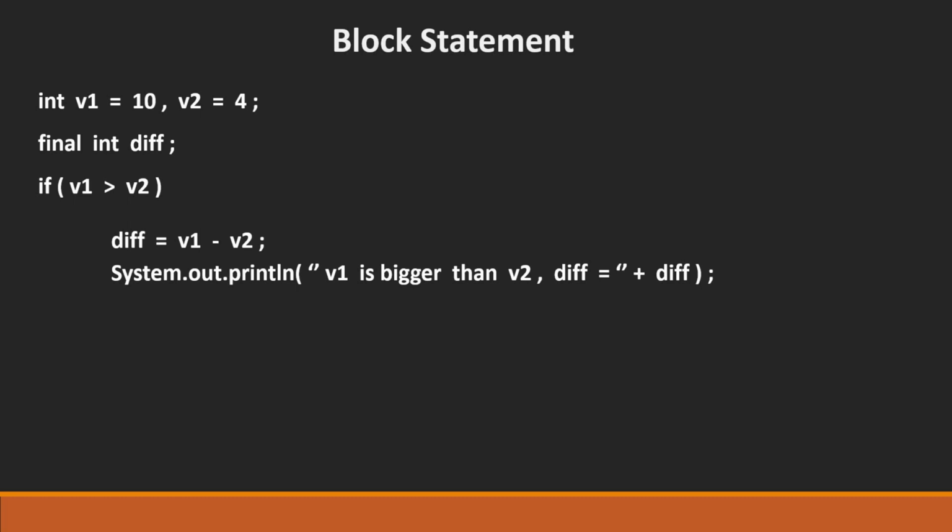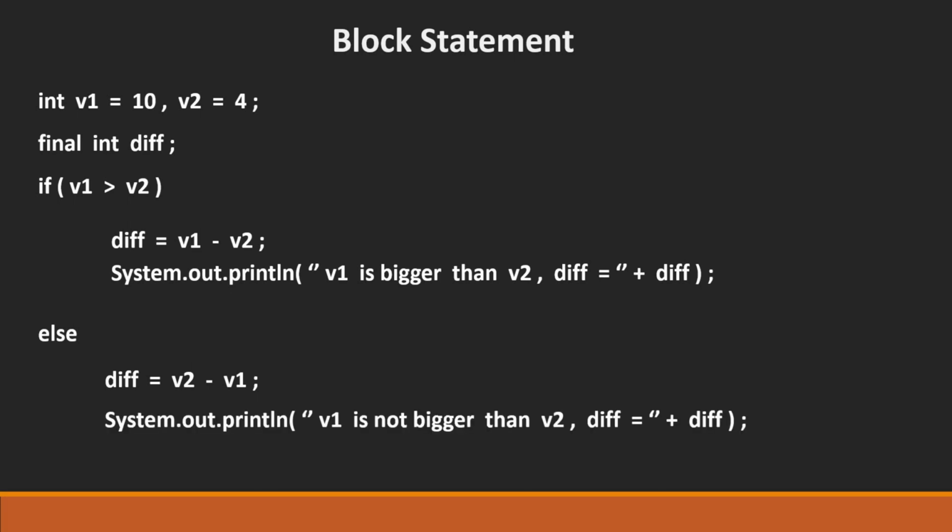But we also want to handle the condition not being true, so we'll have an else. And for the else, we want to calculate the difference by subtracting v1 from v2, and then printing out the message v1 is not bigger than v2, and then showing the difference.